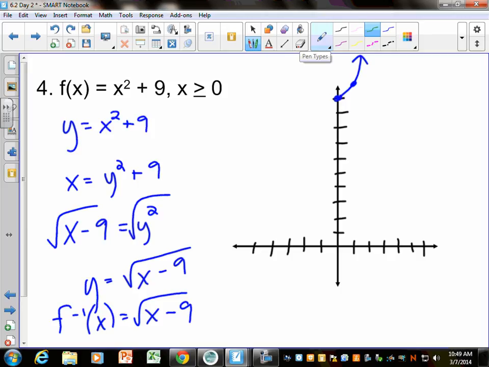If you want to graph this, and you don't want to actually have to make an XY chart or think about it, you can just flip the points around. So what was this point? This is the point, oh man, I didn't make enough lines on here. This is the point 0, 9. This is the point 1, 10. If those are on my function, I know that on the inverse it just has to be flipped around. Right? That's what's super great about inverses.